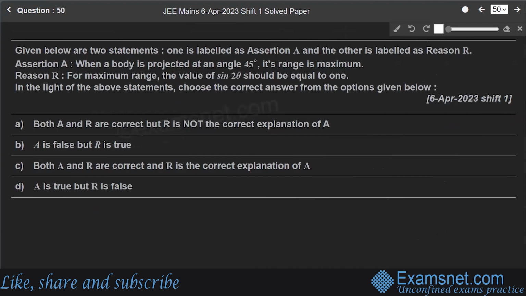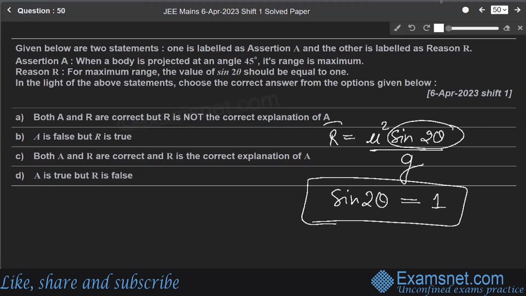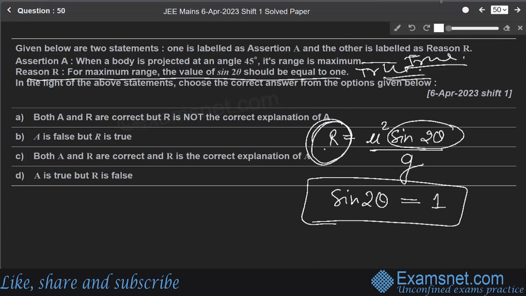So next question, question number 50. Given below are two statements, one is labeled as assertion A and the other is labeled as reason R. Assertion A is given as, when a body is projected at an angle of 45 degrees, its range is maximum. So this is a question of projectile motion. For ground to ground projectile motion, the horizontal range R is given by u square sine 2 theta over g. And reason R is given as, for maximum range, the value of sine 2 theta should be equal to 1. Yes, this is correct. When sine 2 theta is maximum, that is when its value is equal to 1, then only this horizontal range can be maximum. So this assertion is true only when the reason R is true.